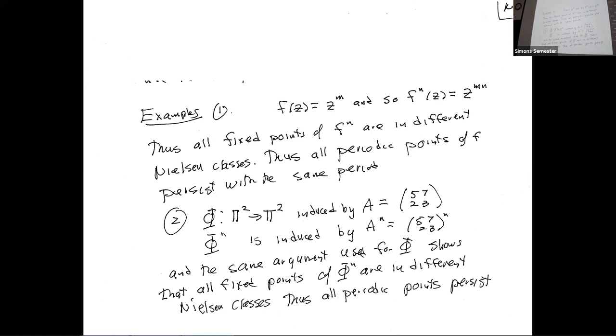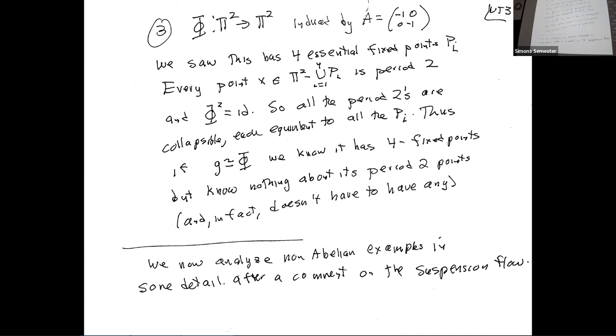Here's the example I did before. This is rotation around the axis, and we had four essential fixed points. Everything else is period two, and the period twos are all collapsible. That's why I chose this example: for the second iterate, it's isotopic to the identity. So the four fixed points have to persist, but none of the period twos persist because they're all collapsible. You take the second iterate, and you don't know anything at all except the fixed points. This just shows a collapsibility example.